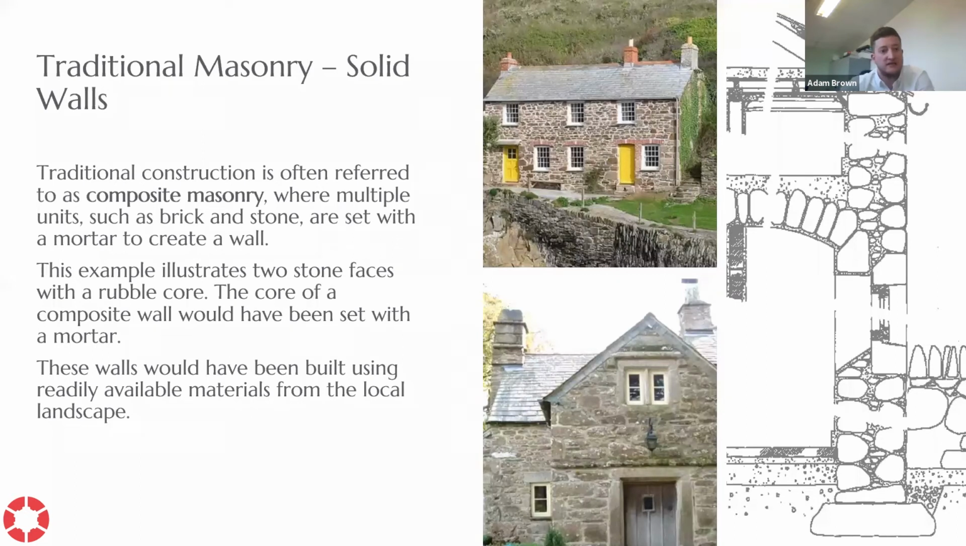Now, yes, lots of old buildings have different construction methods. However, for most vernacular buildings, we are looking at composite masonry. So you've got multiple units, brick, stone, mud, all set together with a mortar to create a wall. So your image here on the right-hand side is what we class as a stone wall. It's basically just locally, readily available materials which were taken from near the site and set together with a mortar. So it was what was available to hand.